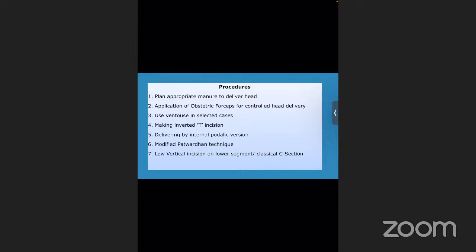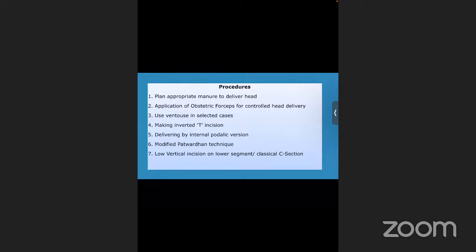Making an inverted T, again, is for the high floating head, in transverse lie, in modified Patwardhan. Just make a liberal T. And when the space is less, in any kind of difficulty, you can make an inverted T incision. Delivering by internal podalic version. When I was in Sawantwadi, we used to do these two maneuvers, making an inverted T and delivering by internal podalic version. We did it often, very frequently.